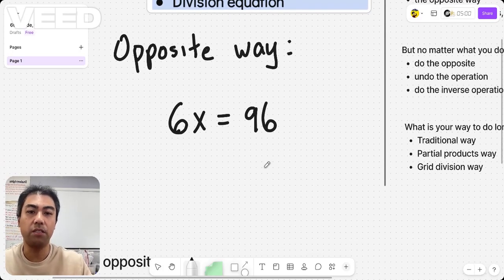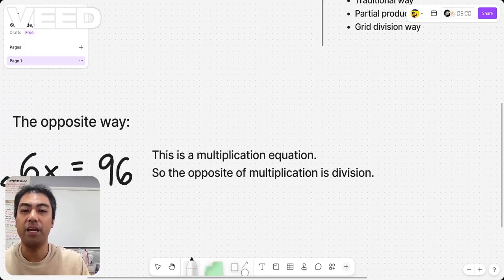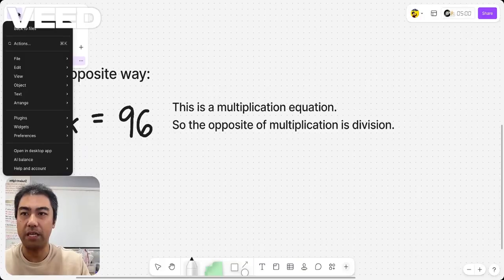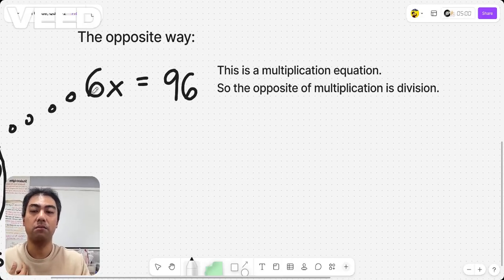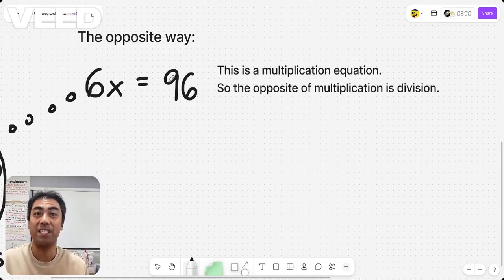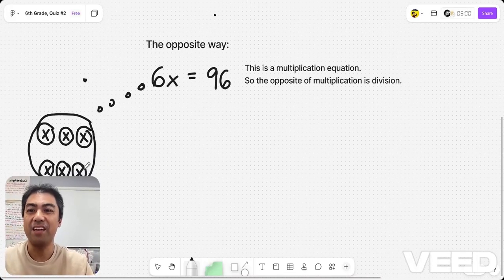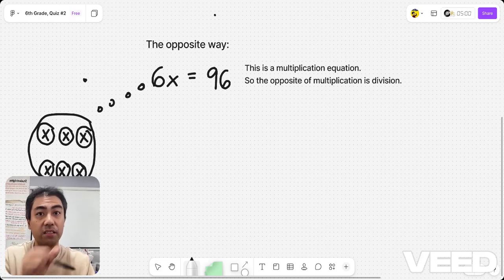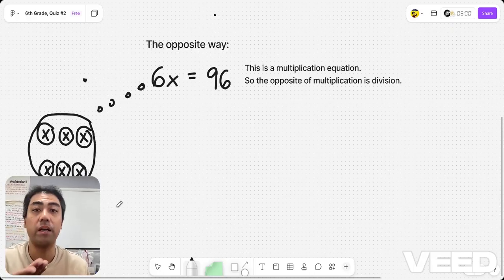Now, the first thing you need to realize is why is this a multiplication equation? The first thing you need to think about is, why did I say it's a multiplication equation? Well, can you imagine what 6x's look like? Here's a drawing I made. Imagine this. This is 1x, 2x's, 3x's, 4x's, 5x's. This is 6x's. In fact, this is 6 groups of some kind of number.